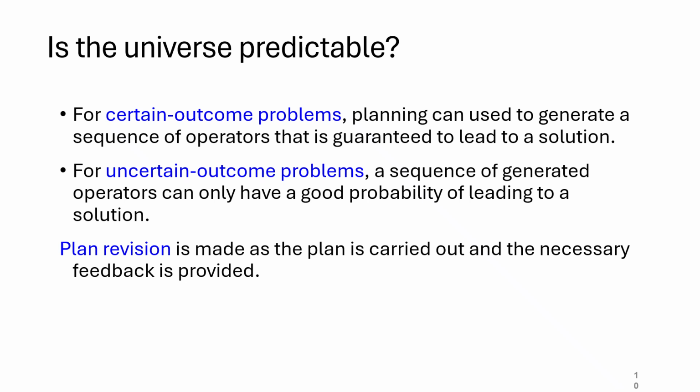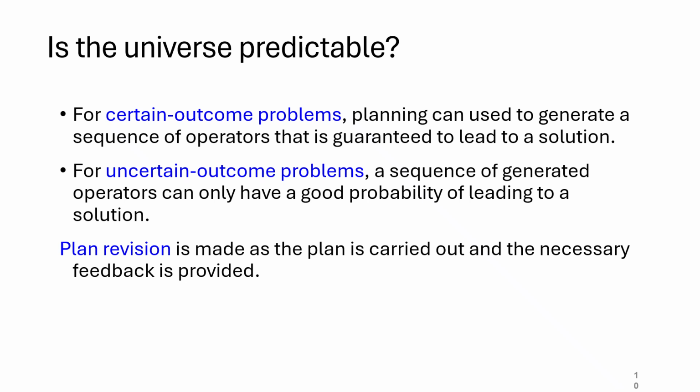Examples include robot navigation in a real environment, medical diagnosis, and autonomous driving. All these are examples of uncertain outcome problems, so the plan is tentative and not guaranteed. The third case is plan revision using feedback. In an uncertain environment, plans are revised while being executed.